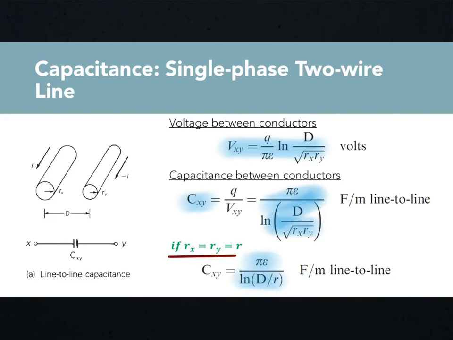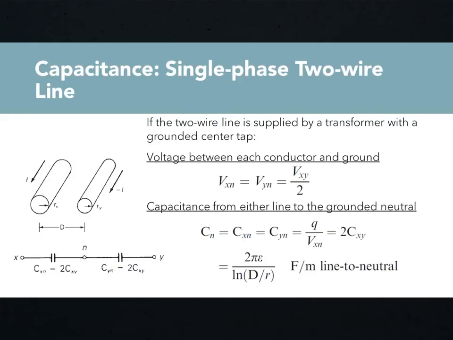Okay? There will be a case that the two-wire line will be supplied by a transformer, which is grounded. Okay? Meron grounded center tap. So, in that case, the voltage between each conductor to the ground, so line to neutral, one conductor to the ground, will simply be denoted as Vxn or Vyn, and will simply be the line voltage over 2, half of it.